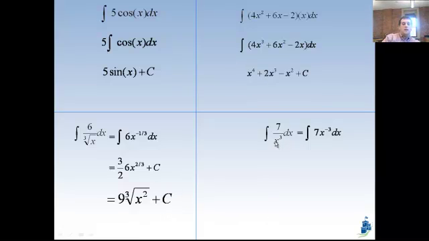Last one, again, I've already gone ahead and rewritten this. It was 7 over x cubed, which is the same as 7x to the negative 3. We add 1 to negative 3, and we get negative 2, and we divide by that negative 2 like so. And that leaves me with x to the negative 2 here, which I can then just put in the bottom as x squared, like that. Don't forget your negative. So we have negative 7 over 2x squared plus c.